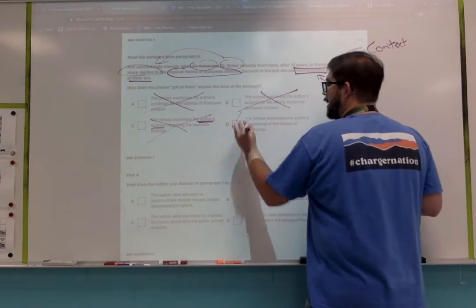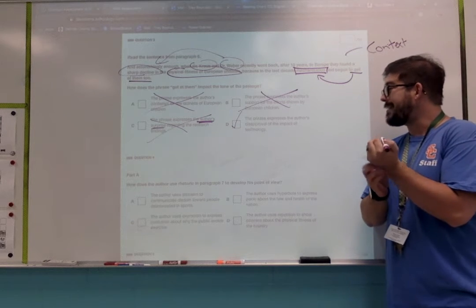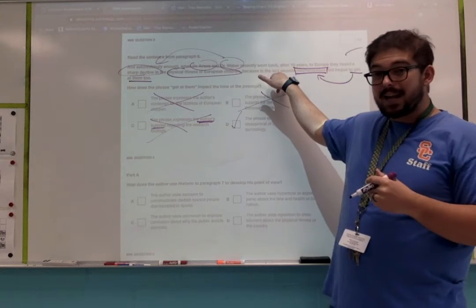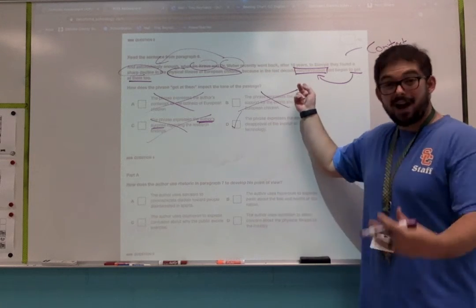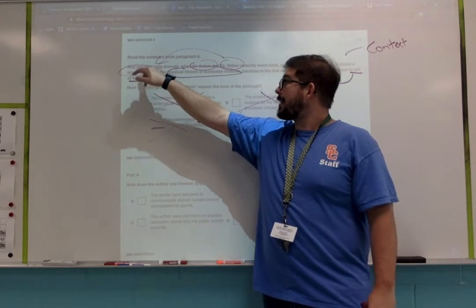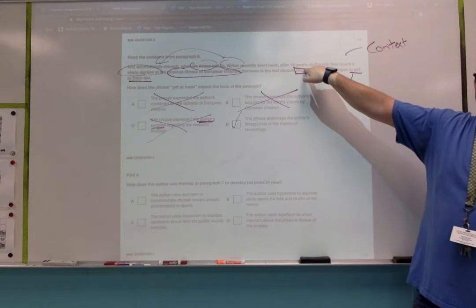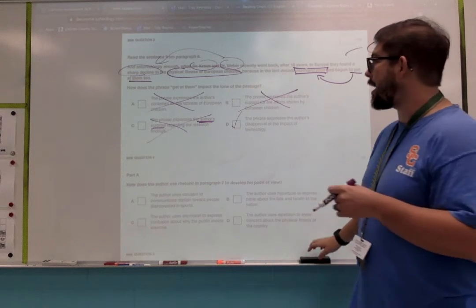The correct answer, y'all, here is D. The phrase expresses the author's disapproval of the impact of technology. That's what he's saying here with this idea of mechanization being the issue that gets at them, is mechanization, technology. Not that he's surprised by them having a decline in physical fitness. What he's talking about is the mechanization, the growing technology base. It's kind of an interesting key detail you might get checked up on.